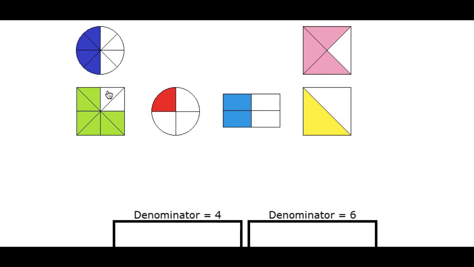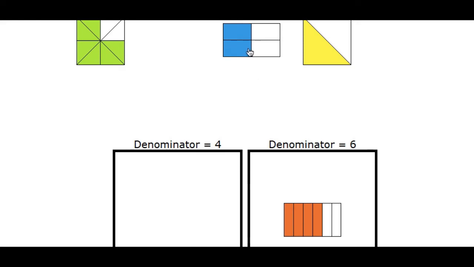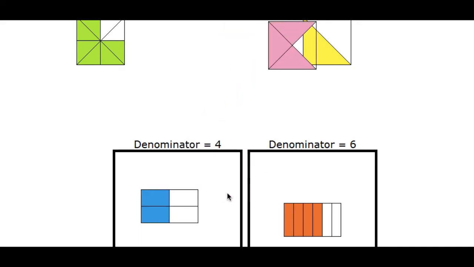Otherwise, there's no other. It's 1, 2, 3, 4, 5, 6, 7, 8. So total of 8 parts. So denominator is 8. This can't be. Now we know that these are the 4s. So denominator is basically the number of parts in which it is divided. This is actually 2 and this is 8, and 8 we know.